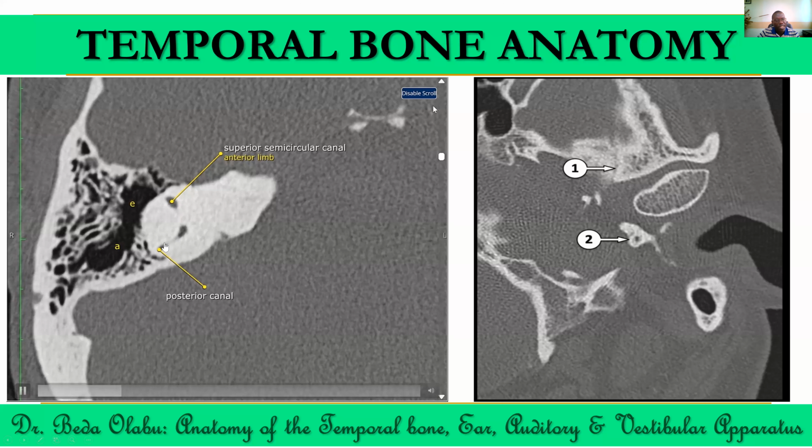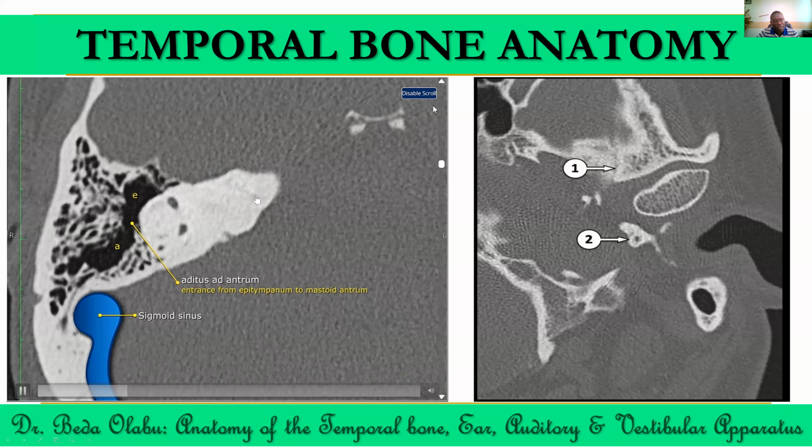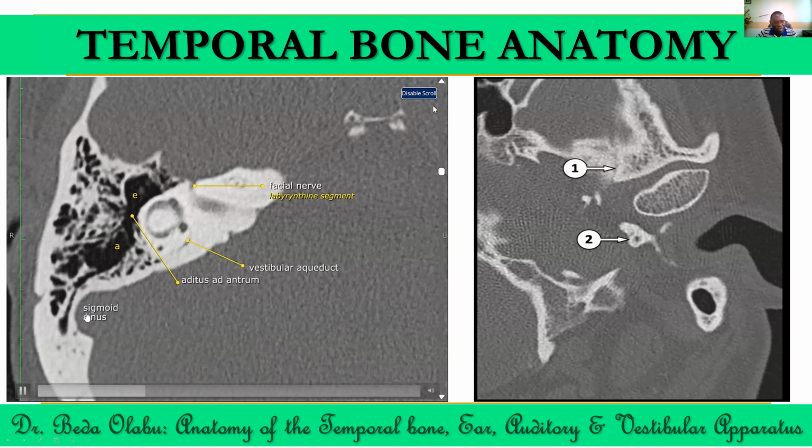You can see the posterior semicircular canal. Its orientation is almost parallel, or in the long axis, of the petrous bone. You can also see the aditus ad antrum there. You can see the groove of the sigmoid sinus medial to the mastoid component there. Remember, the sigmoid sinus is the one that will extend down to become the internal jugular vein, and the internal jugular vein is the one that grooves the lower part.